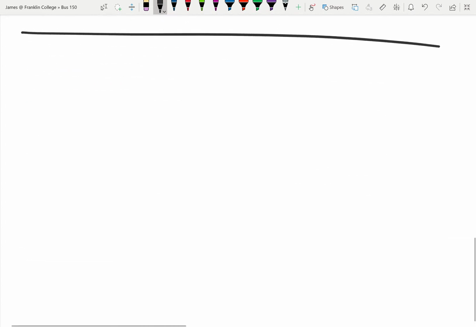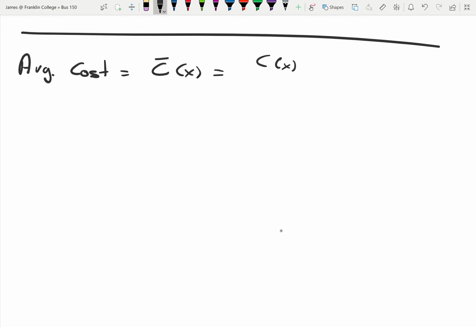Alright, let's go over some more equations. We can talk about the average cost function, which we are going to denote as C bar of x. Well, that will just equal the total cost function divided by x. And then we can talk about the marginal average cost function, which will just be the first derivative of our average cost function.